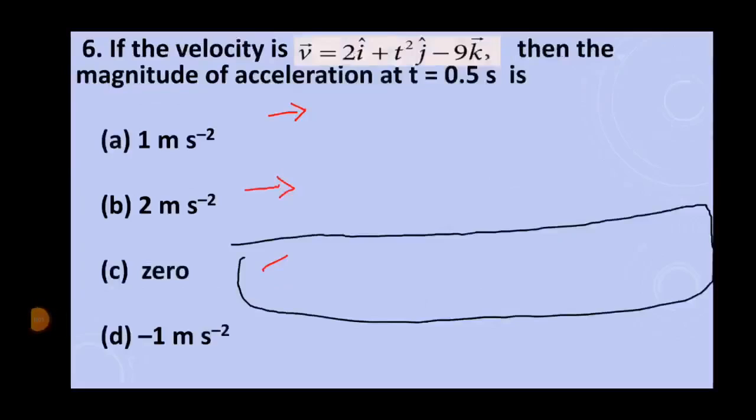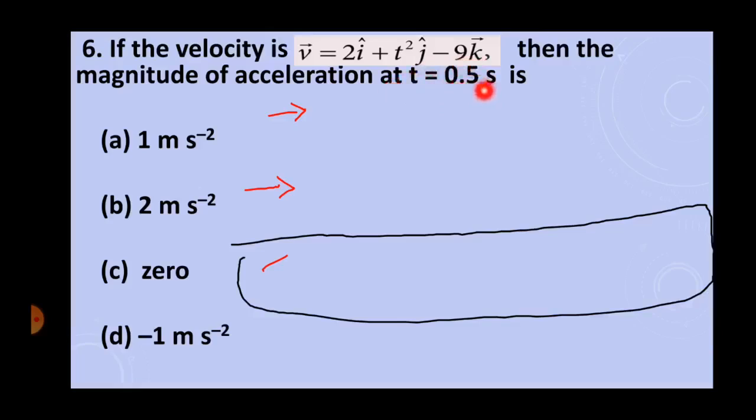Next problem. If the velocity vector v is equal to 2i unit vector plus t square j unit vector minus 9k unit vector, then find the magnitude of acceleration at t is equal to 0.5 second. So students, given data: velocity of the particle v vector is equal to 2i unit vector plus t square j unit vector minus 9k unit vector, and time taken t is equal to 0.5 second.